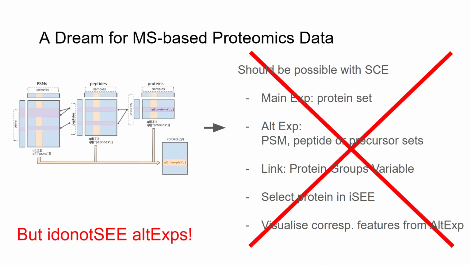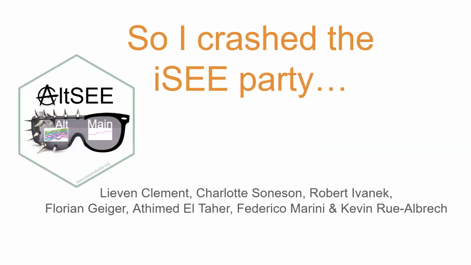So therefore, I decided to crash the iSEE party. And it's totally in line with the theme of the talk. So it's something that we basically came up with in a short course on proteomics data analysis. And we brainstormed with Charlotte, Robert, Florian, and Atime in Basel. And then we suddenly talked about having a kind of a new layer to visualize these alt experiments. And we also dragged Fede and Kevin into the party.